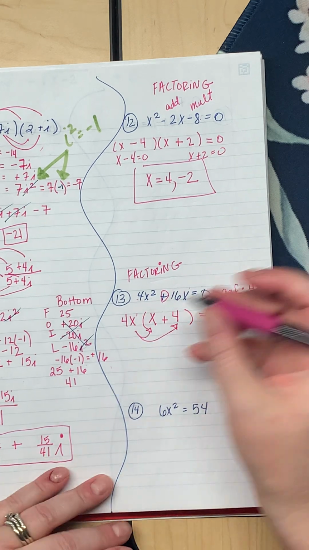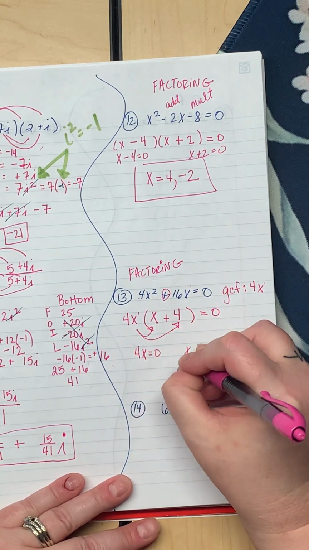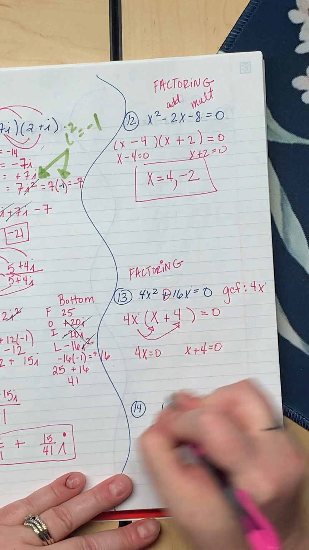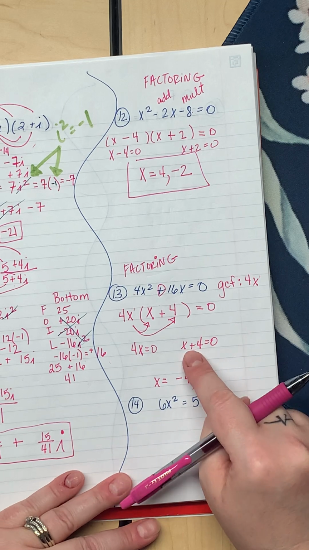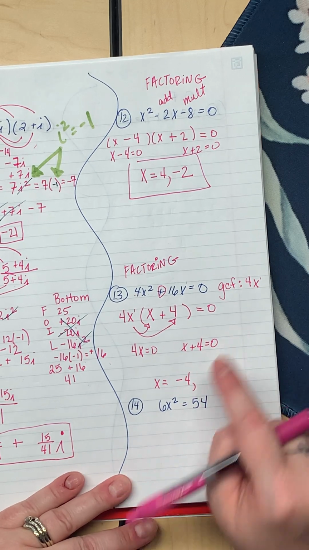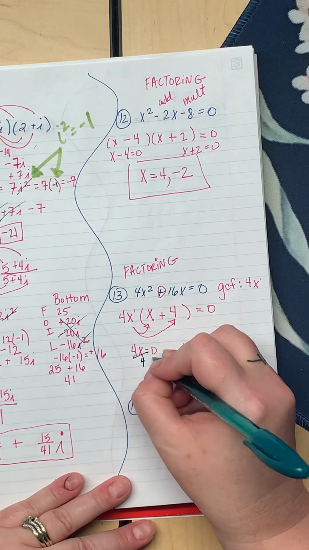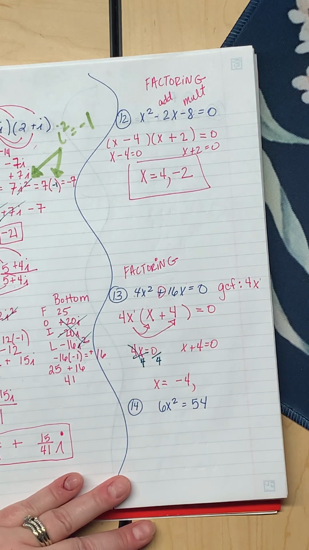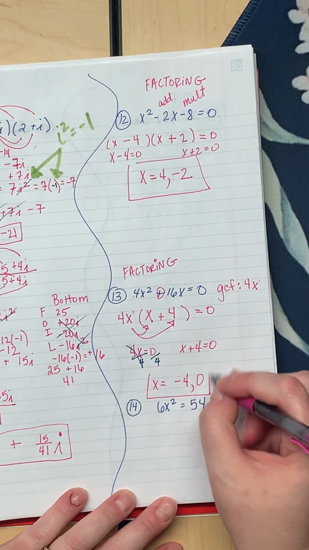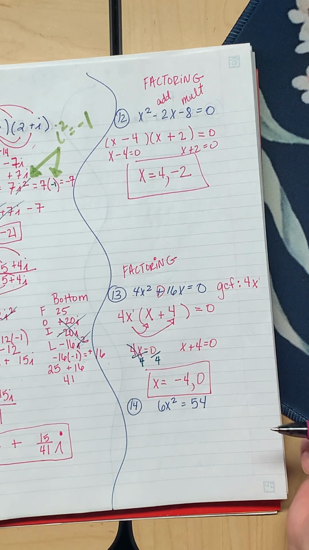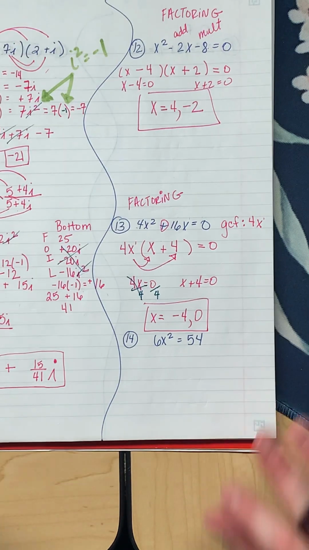Now we're going to set each chunk equal to 0, and we get 4x equals 0, x plus 4 equals 0. We're definitely going to have a negative 4 from over here on the right, because when you subtract 4, you get negative 4. But for this 4x, if you divide by 4, you just get 0. So your answer is negative 4 and 0. In your homework, it probably just wants the negative 4, comma, the 0. Okay, let's look at number 14.